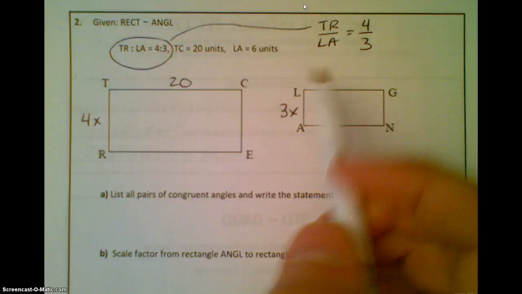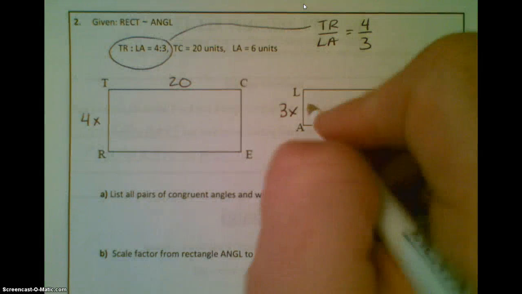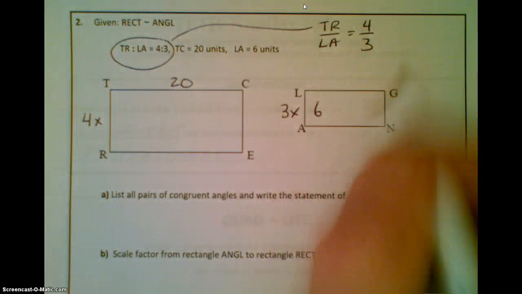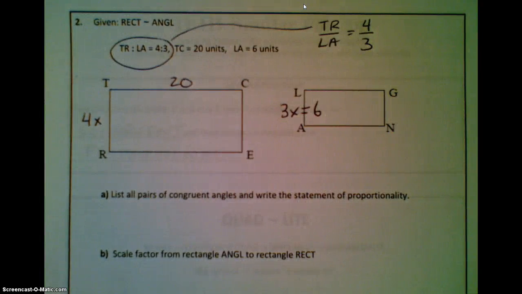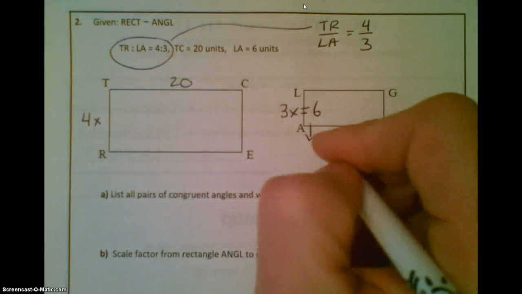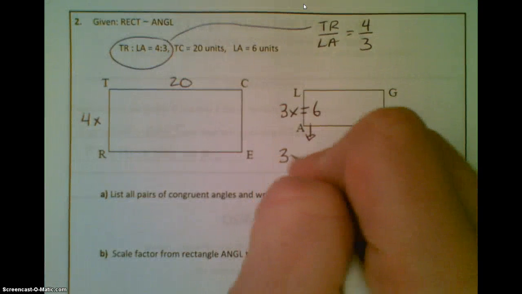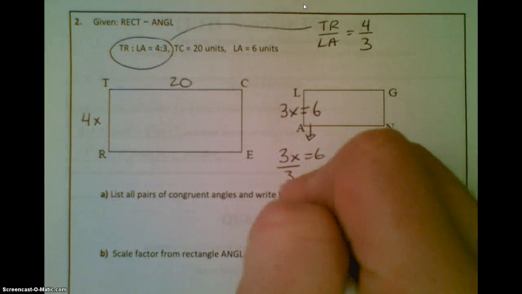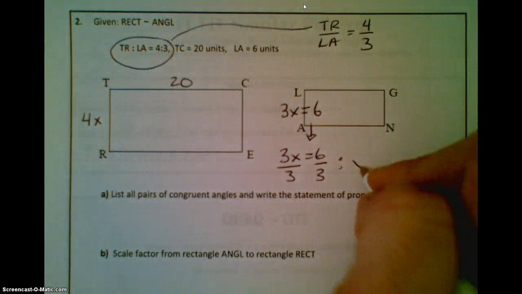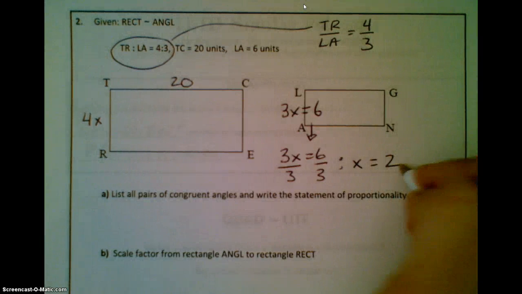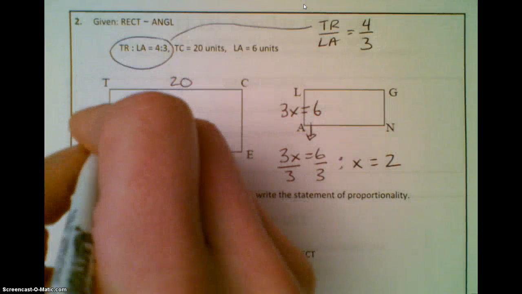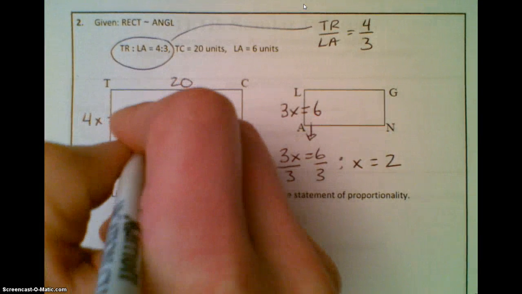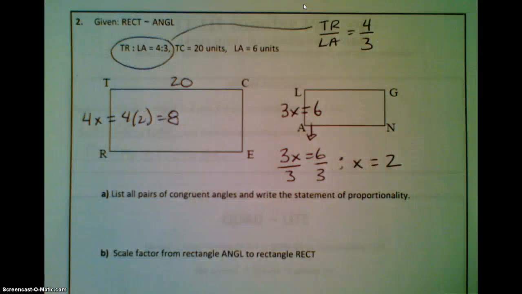Alright, let's see what else we have. We have TC is 20, so I'm going to mark this on my picture as 20. And we also know that LA is 6 units, so this is 6. So we notice since LA is 3x and it's also 6, that these two have to be equal to each other. And I can go ahead and solve this for x, so 3x is equal to 6, divide both sides by 3, and I get that x is equal to 2. So now that I have that this is 2, I can come back over here and figure out that TR is 4 times 2, or 8.